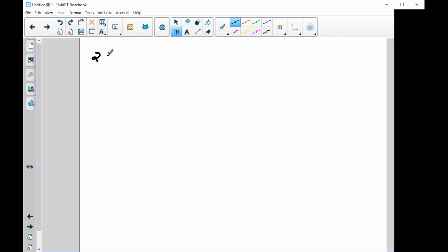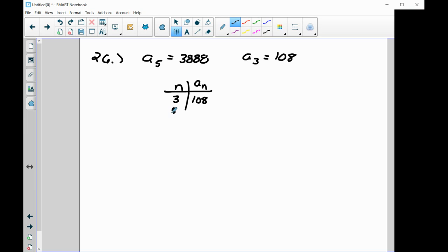Then we have problem number 26, which tells us that a sub 5 is 3,888 and a sub 3 is 108. And they want us to write the recursive rule and find the 8th term. So in order to write the recursive rule, I need to know both parameters, r and a sub 1. So to find r, I'm going to make a table. I'm going to start with 3. So the third term is 108. The 5th term is 3,888.